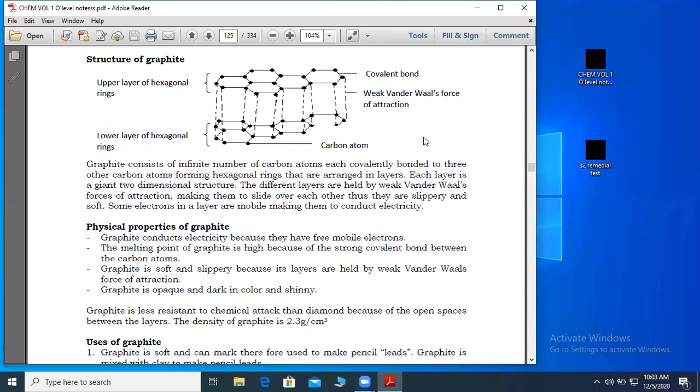Achom Martha? Achom? Achom, what is allotropy? Achom, are you there? Don't know where she is.